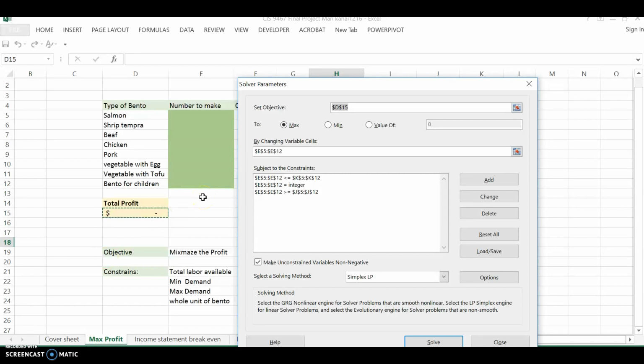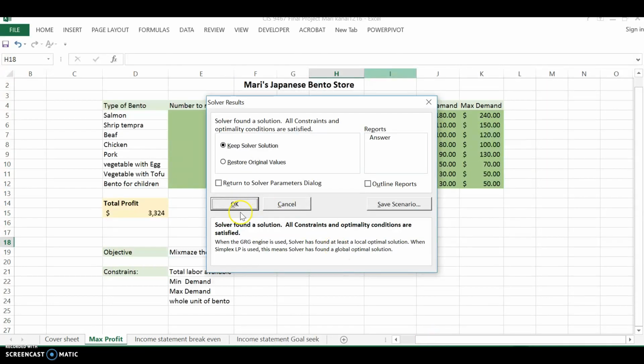Now you can see the Solver set the objective as the total profit, to maximize the total profit by changing the variable cells, the number to make. I also put the three constraints here: minimum, maximum, and the bento should be whole numbers. So now let's see what the result could be.